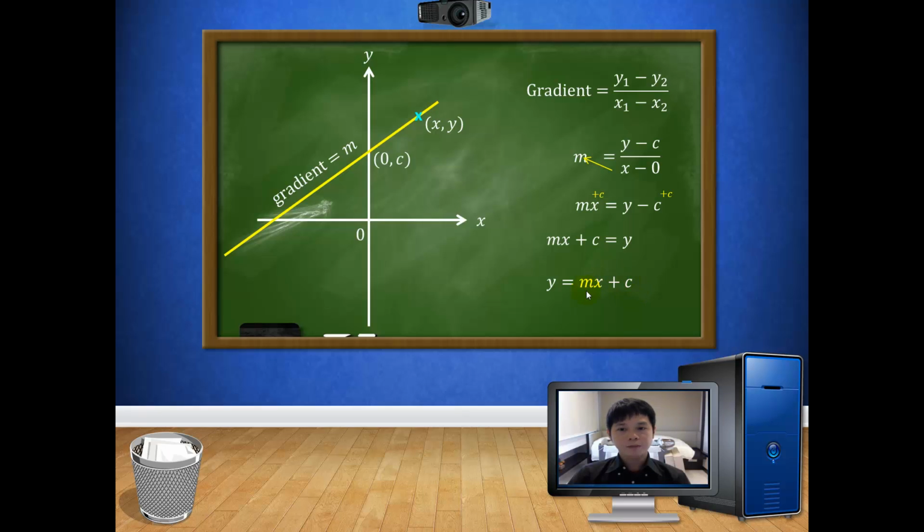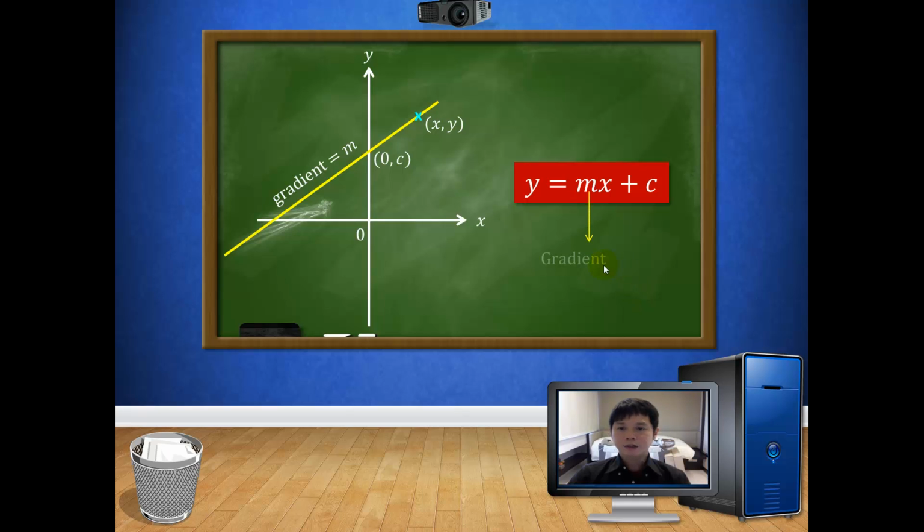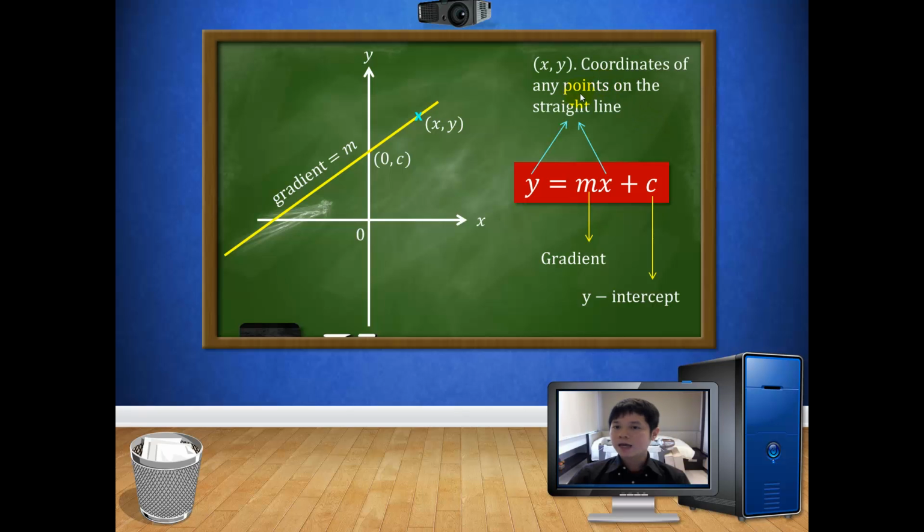And what is m? And what is c? Well, m is actually the gradient as seen from this diagram here. And c is the, yes, y-intercept. Now the (x, y) here represents the coordinates of any point on the straight line, which means that there will be a value of x here with a corresponding value of y which lies on the straight line.